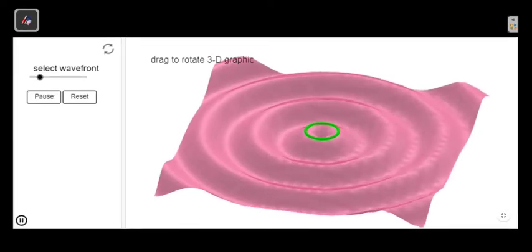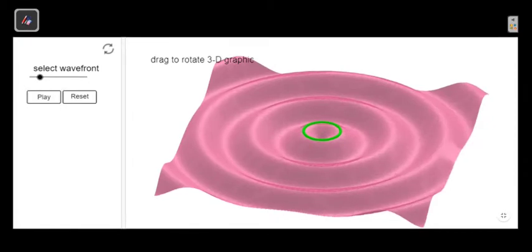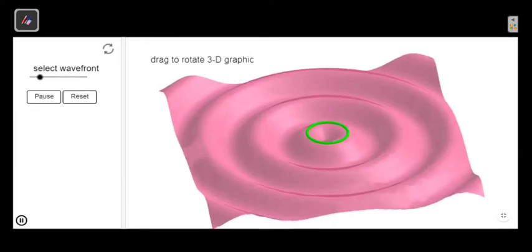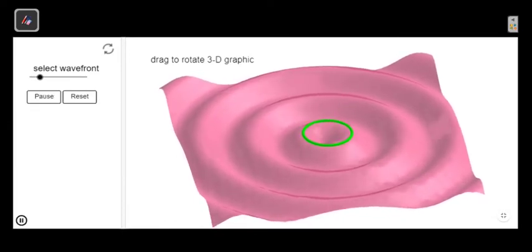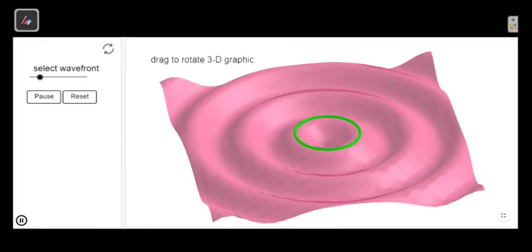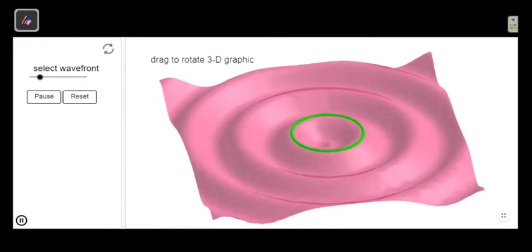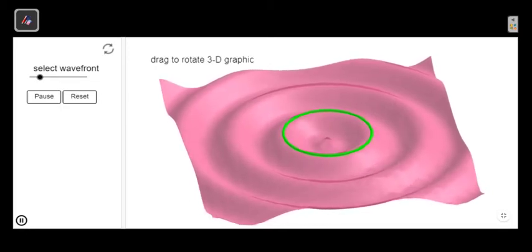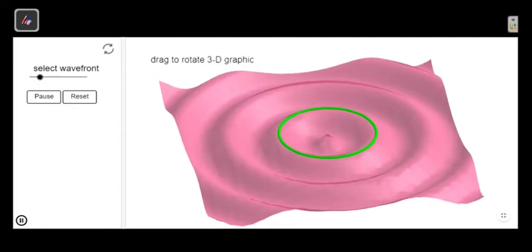Can you see the green circle? Look at this green circle. All the particles of the medium on this green circle are vibrating at the same phase. If I rotate it, you can see, and let me play the animation. Along with time, all the particles are vibrating in the same phase, they are expanding, they are growing, but all the particles on the green circle are expanding at the same rate. There is no difference, no lagging. So we will call this green circle a wavefront.